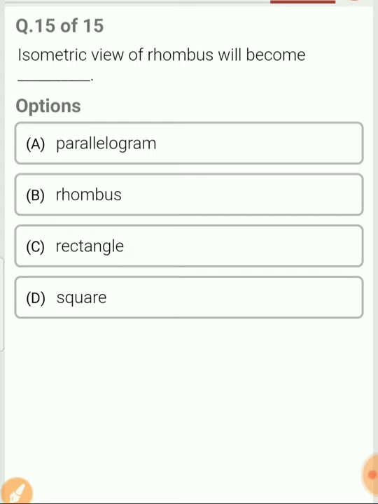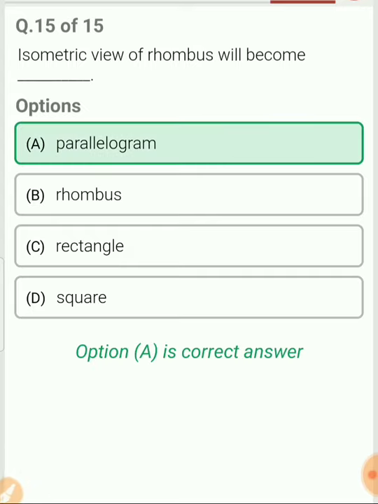Isometric view of the rhombus becomes a parallelogram.